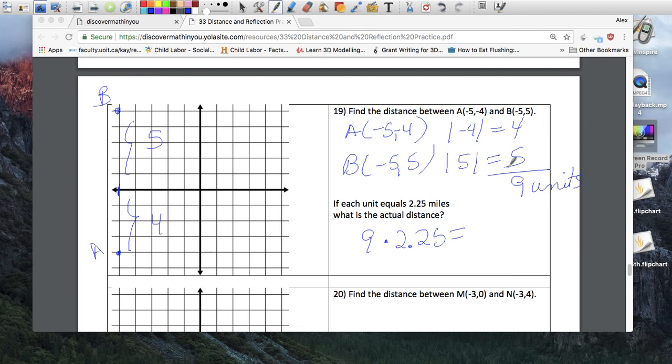And then you multiply 9 times 2.25, and I have no idea what that is, so we just take a second to multiply 9 times 2.25, and that's going to give you 20.25. And please make sure you write the units. Miles.